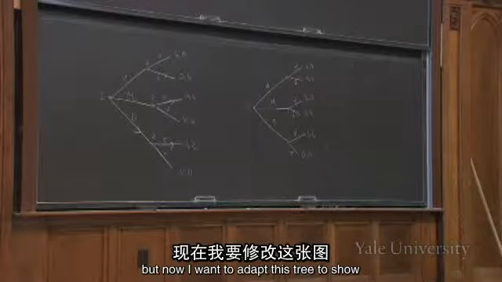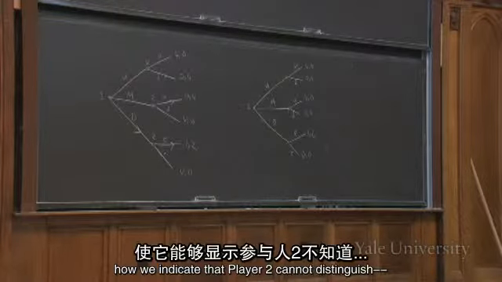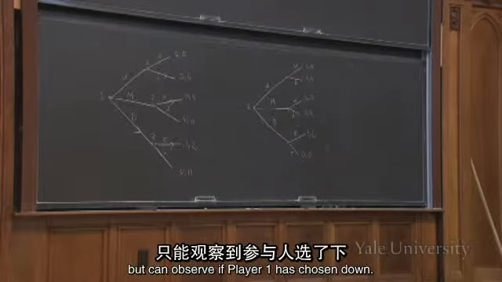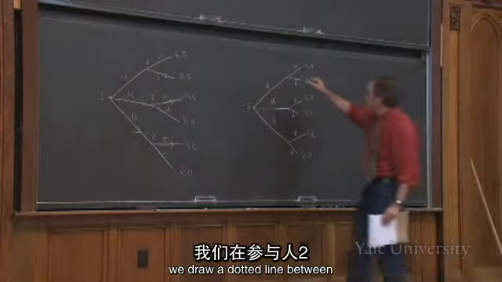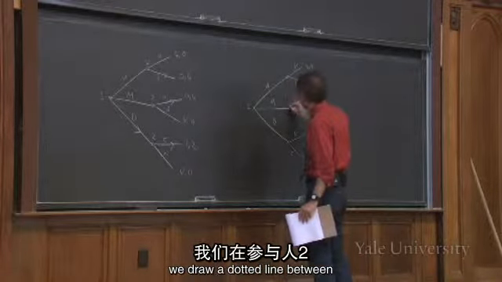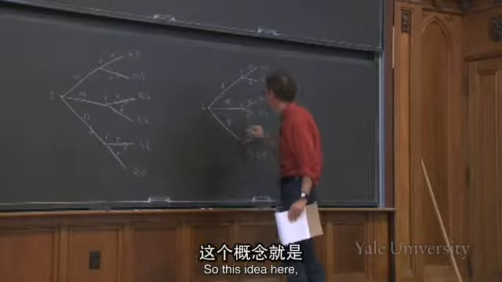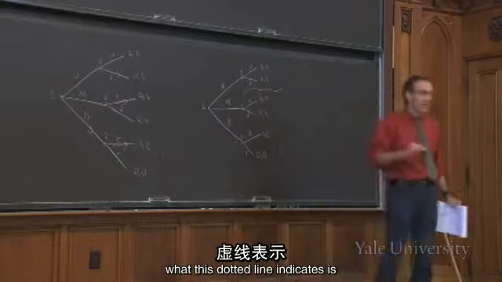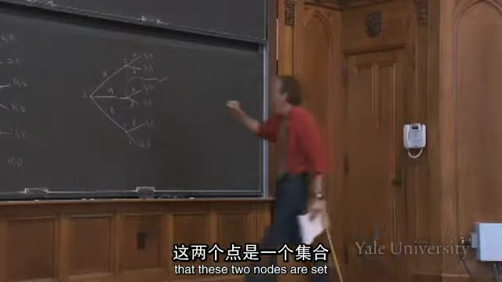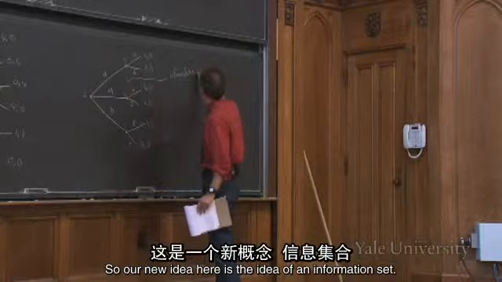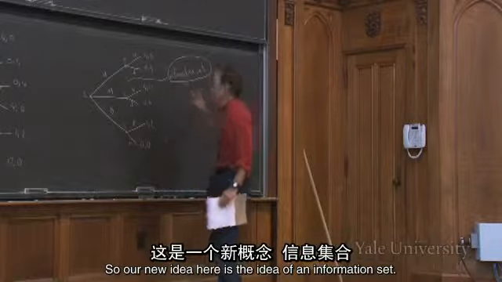But now I want to adapt this tree to show that player two cannot distinguish, cannot observe whether one chose up or middle, but can observe if player one has chosen down. And the way we do that, very simply, we draw a dotted line between the two nodes of player two, between which two cannot distinguish. So what this dotted line indicates is that these two nodes are in the same information set. So our new idea here is the idea of an information set.